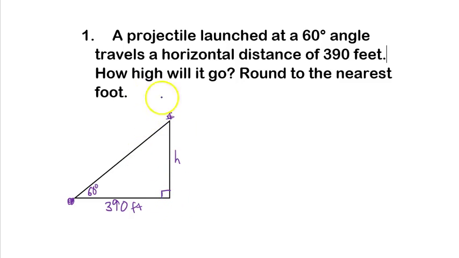So now to use this knowledge to solve a problem, I have to decide, am I using sine, cosine, or tangent? I do that by looking at the angle that I'm looking from and noticing which sides I have labeled. In this case, I have the opposite side labeled and the adjacent side. And if you remember, opposite and adjacent go with tangent. So I'm going to make the equation. Tangent of 60 is h over 390.